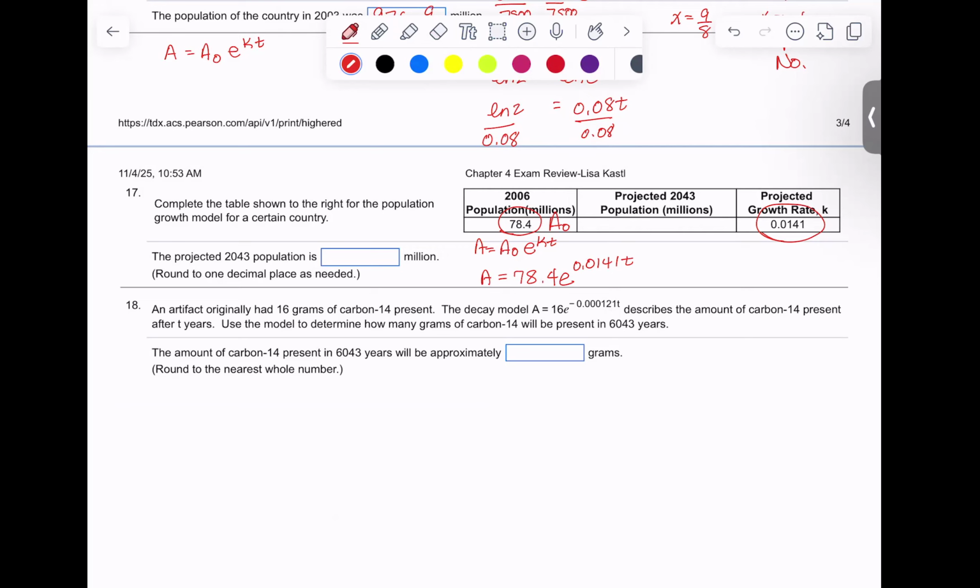So the 78.4 is for the year 2006. We're interested in 2043. So we need to figure out how many years it's been since 2006. So we just subtract: 2043 minus 2006 is 37. So t is 37. So let's write it down here. A equals 78.4 e to the 0.0141 times 37. So we're going to go back to our calculators.